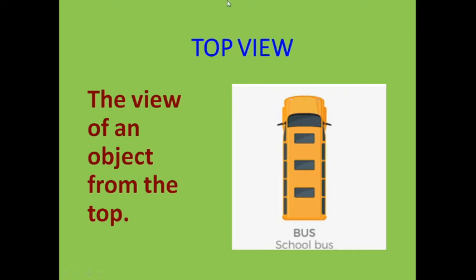What is top view? The look of an object from the top, if we look at the object from the top, is said to be the top view. Here is a diagram which shows the top view of a school bus. The view of an object from the top is called the top view of an object. Look at the diagram which shows the top view of the school bus.